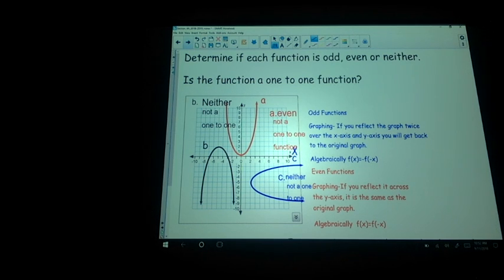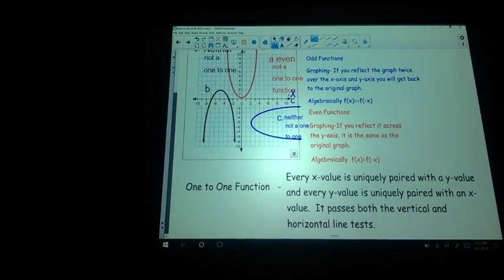So algebraically, the function at x and the function at negative x being equal gives us the even functions, which means if I plug negative 3 in versus positive 3, or any number, I get the exact same number out. So there's your even. One-to-one: every x value is uniquely paired with a y value, and every y value is uniquely paired with an x value. It passes both the vertical and the horizontal line test. The horizontal line test does not dictate if it's a function or not, it just dictates if that function is one-to-one.